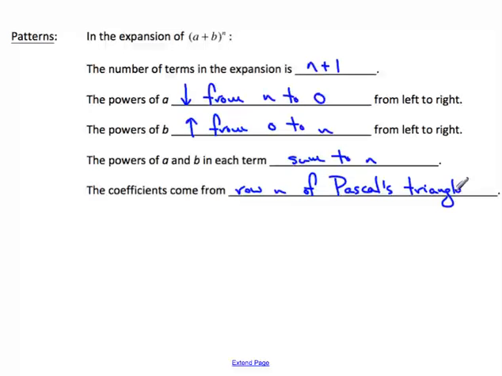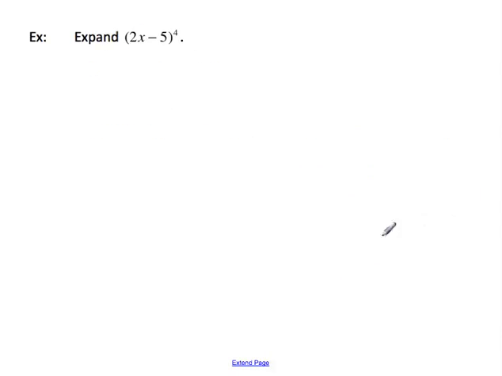And as we saw in the previous video, we can also think of the coefficients in Pascal's triangle as n choose r. So let's use that now to expand this binomial, (2x - 5) to the power of 4. We could do that by writing out (2x - 5) times (2x - 5) times (2x - 5) times (2x - 5) and going through a long foiling process with these. But now that we've seen that there's a pattern, we can use that pattern.